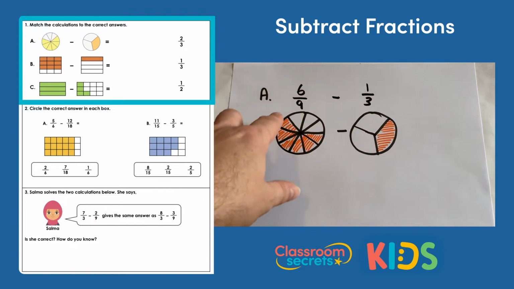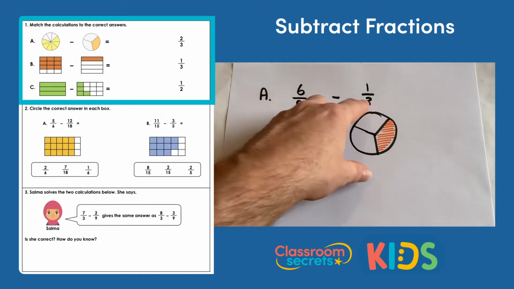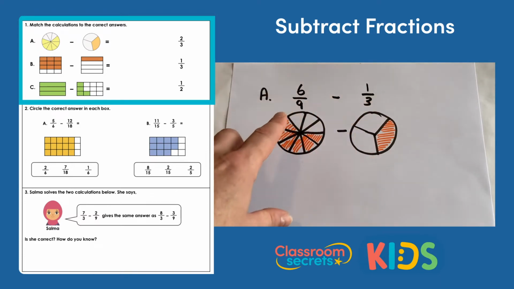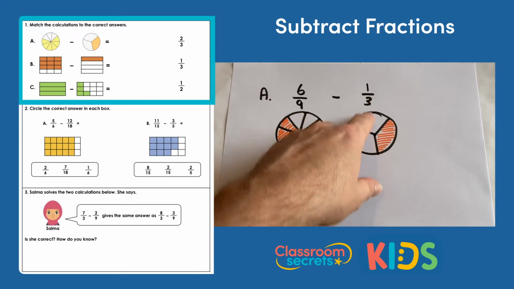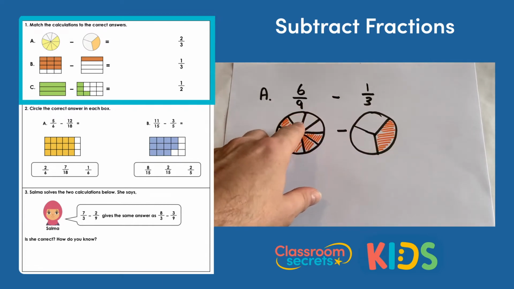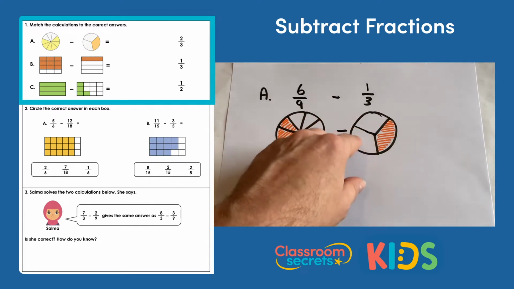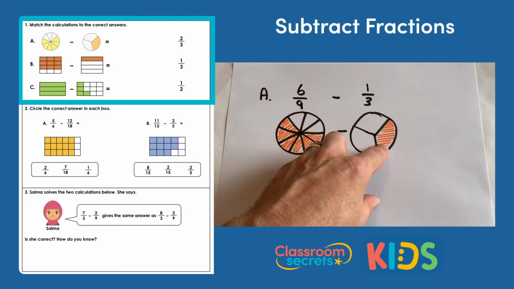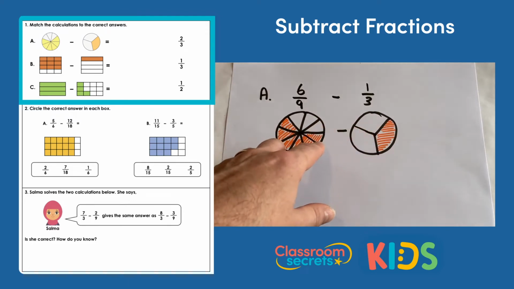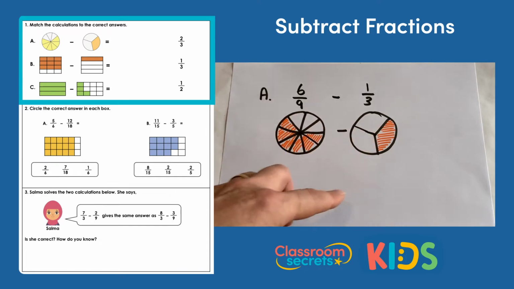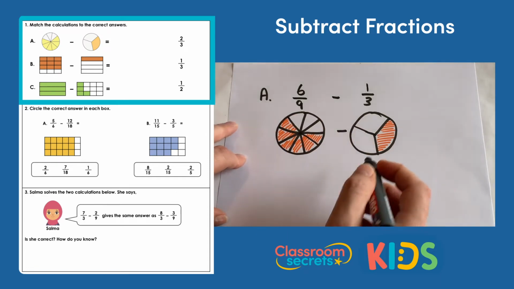Now, we need to look at the denominators here because we need to find a common denominator. We need to make the denominator the same. And if we look at that, we know that 9 is a multiple of 3, so we could convert 1/3 into ninths. If we look at the diagram here, it's split into 3 and we've got 1/3 shaded in. So we can convert these thirds into ninths by splitting each of these thirds up into 3 equal pieces, and then we'll have 9 equal pieces.